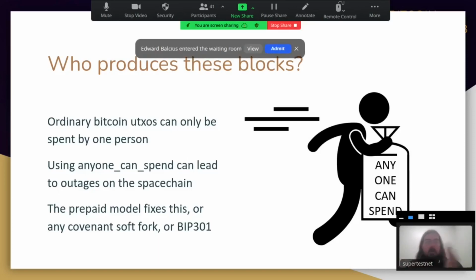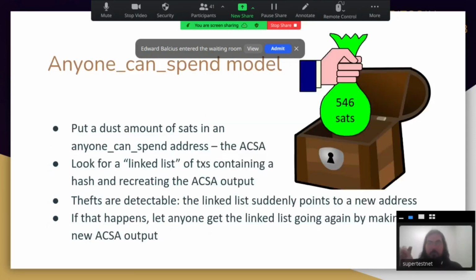This means that there's not a one-to-one mapping between sidechain blocks and Bitcoin blocks. There might be occasionally some that are skipped. So there's a couple of proposals to fix that. Like I mentioned previously, you can use any of those soft forks to do blind merge mining. You can use BIP 301, which you'll learn about right after this. And there's something called the prepaid model, which I want to show you how the prepaid model works. But I want to give a little bit more detail about how the anyone can spend model works. This is the one that I used when I made my sidechain, my Spacechain.